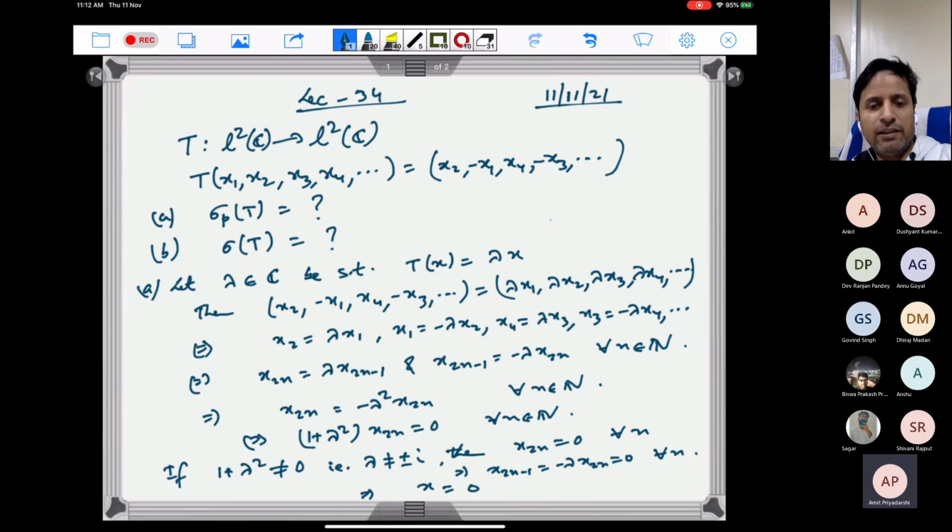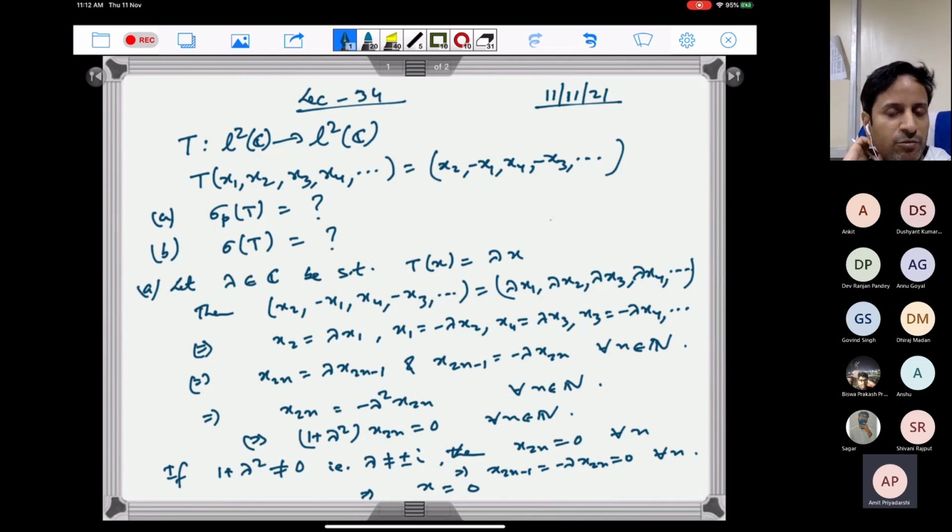So I think the mistake that you are making is that if this x is an eigenvector corresponding to lambda, then x has to be a non-zero vector. So if we have 1 plus lambda square equal to 0, then of course we'll get 1 plus lambda square times x2n. This will be 0. So it will satisfy this equation. And then probably you can choose some non-zero x2n and then x2n minus 1 also.